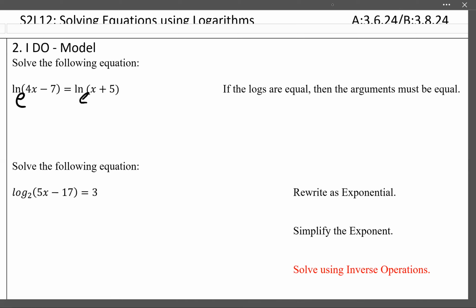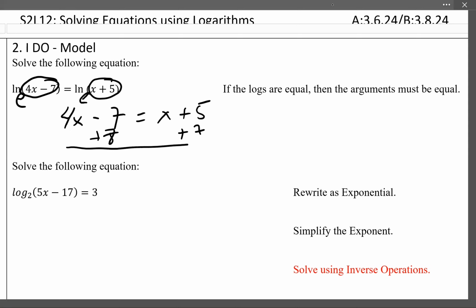The base of the natural log is a base of e. In this case, we don't need to use that information because if these logs are the same, that means their arguments must be the same. So we can set their arguments equal to each other, and then use inverse operations to solve for x. So we can add 7 to both sides and get that 4x equals x plus 12.